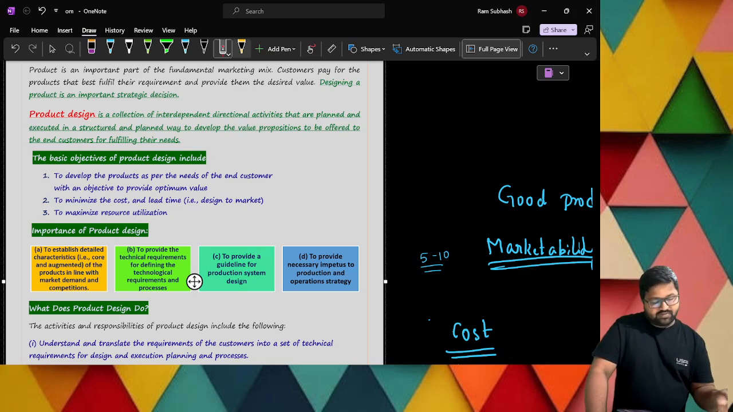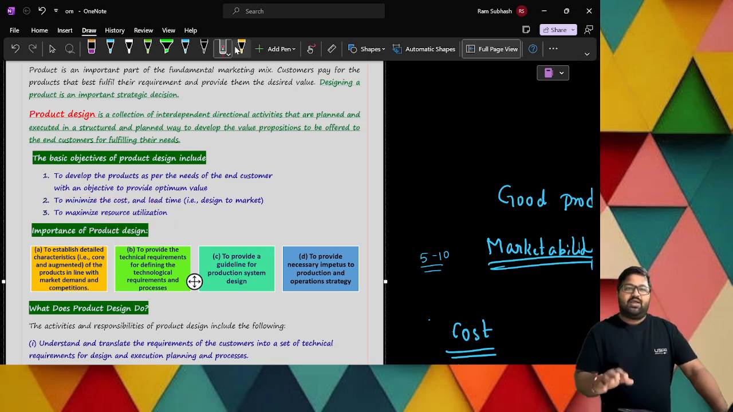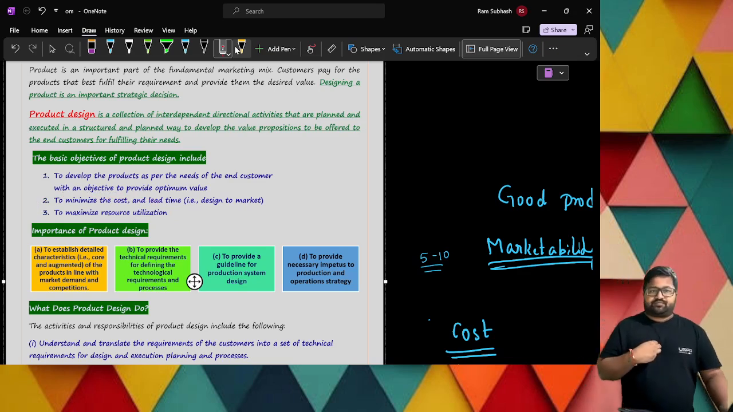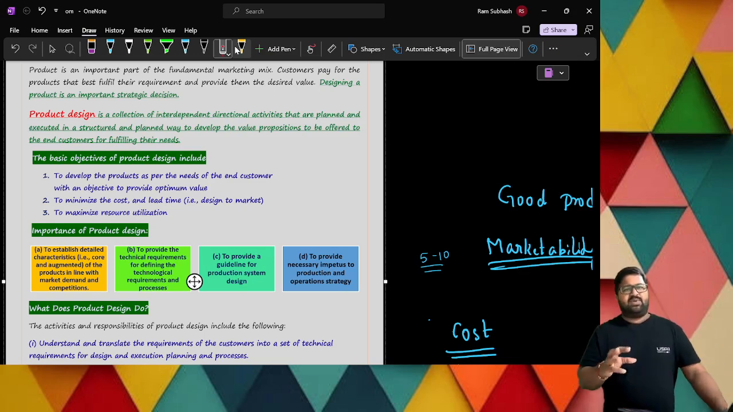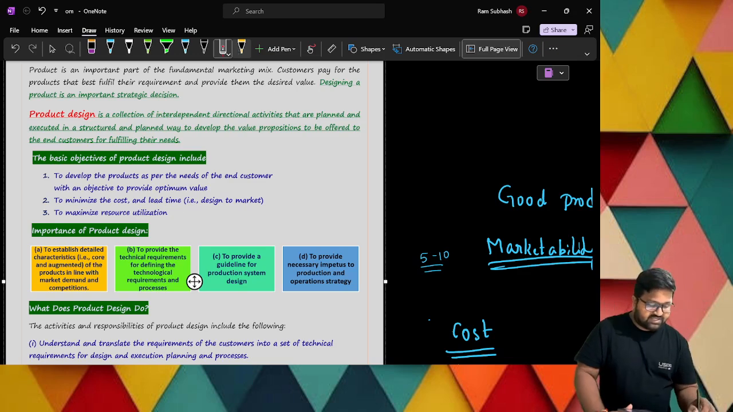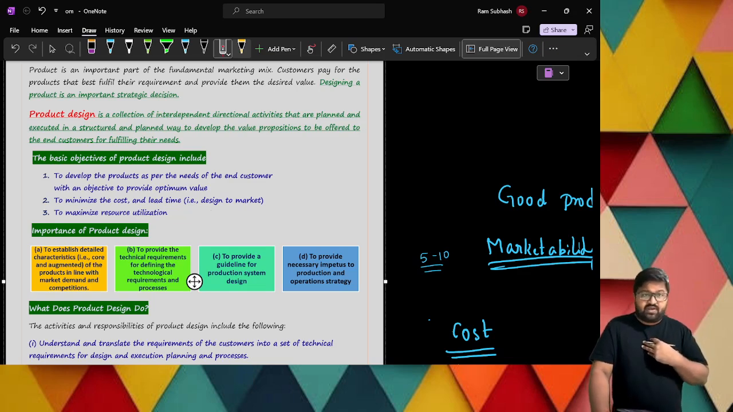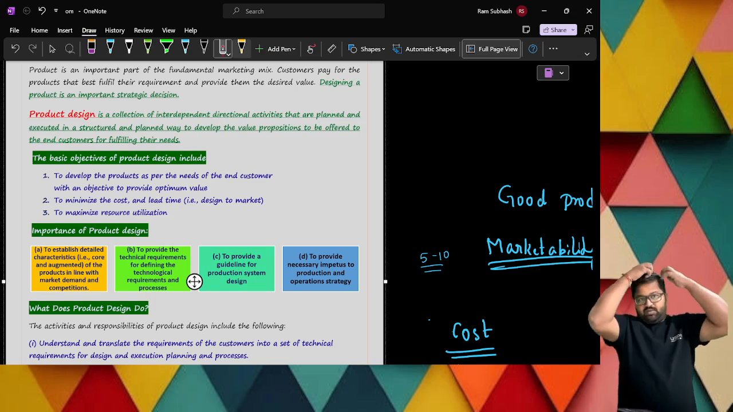Okay, that is cost. The first one is marketability and the next one is cost. To maximize resource utilization: when I'm producing a product, the waste or scrap it gives should be very low. Otherwise it is a waste and the resources are not optimally utilized. So optimum utilization of resources means the wastage should be less. If the wastage is less, I save cost from the company's point of view. And if the resources are optimally used, it really benefits the company.